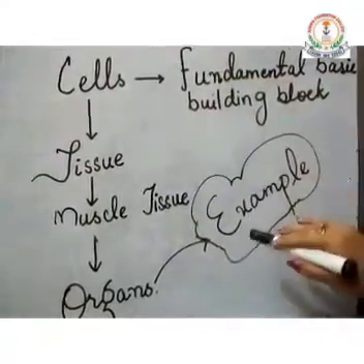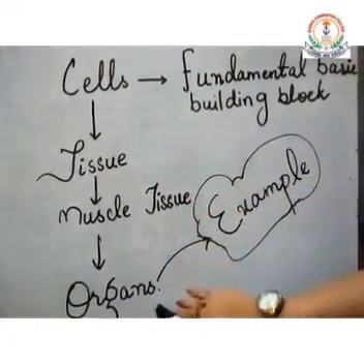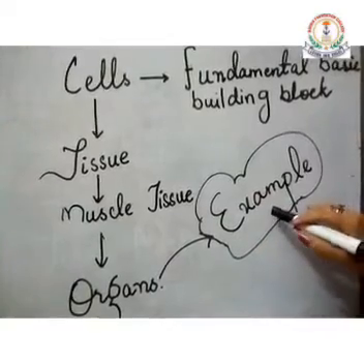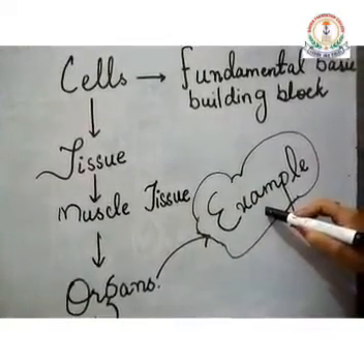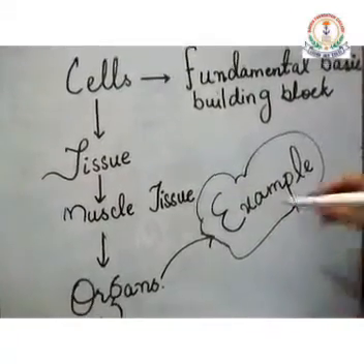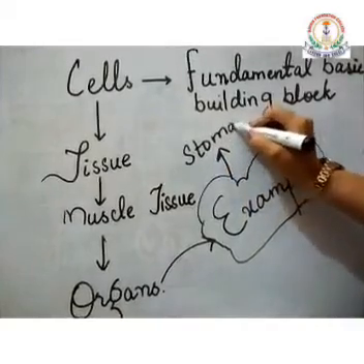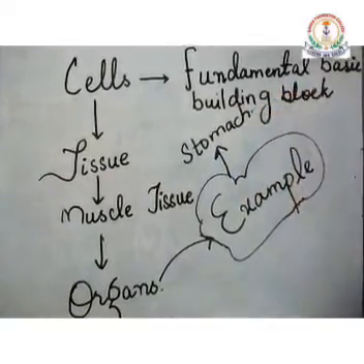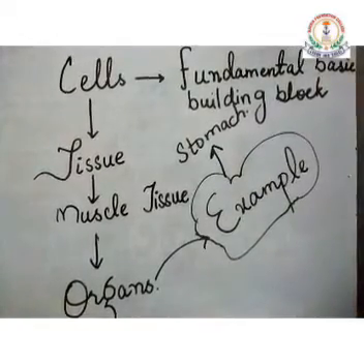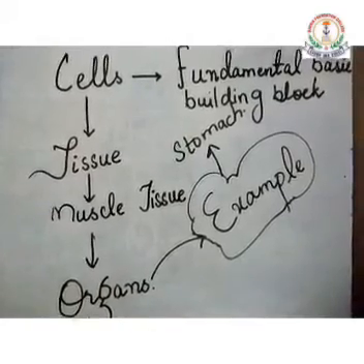So let's have an example of how different cells, tissues and muscle tissues form an organ and how that organ is responsible for doing different functions. The example is the stomach, the organ that digests food. The stomach is basically formed by muscle tissues, nerve tissues and blood tissues. These are just some types of tissues that make up the stomach.